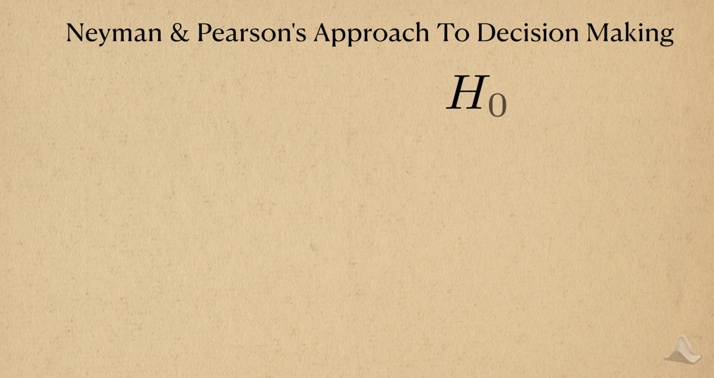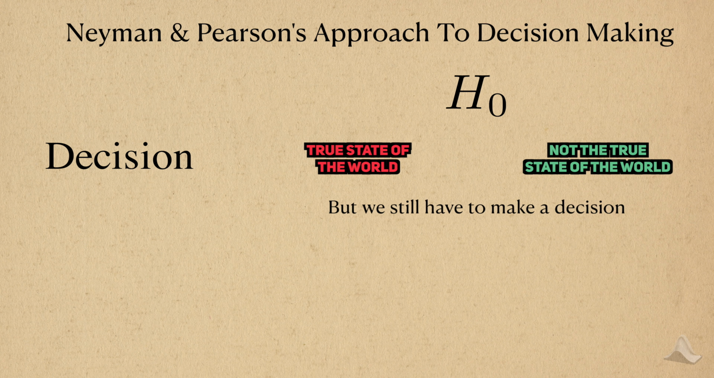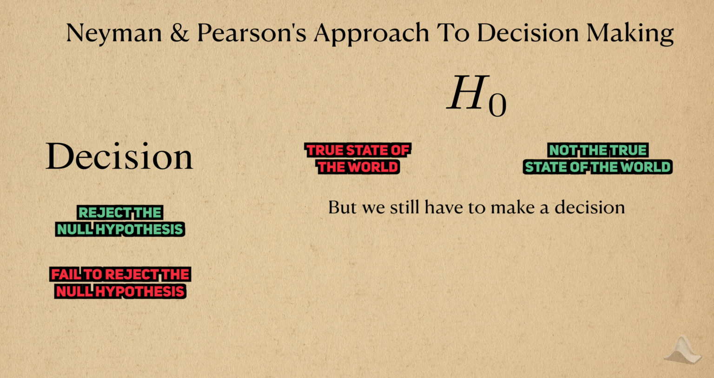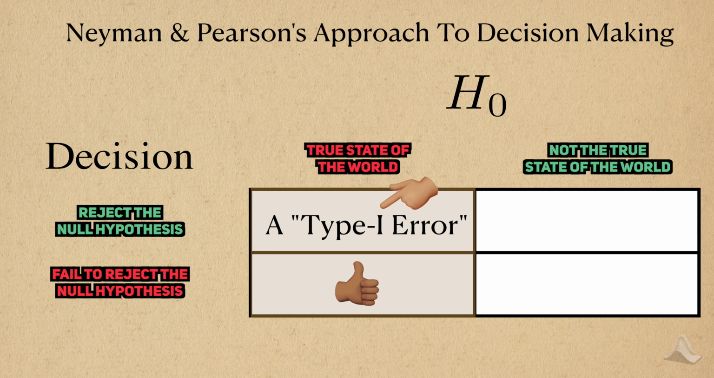The null hypothesis can either be the true state of the world or not. We don't know which one is true, but we ultimately have to make a decision to reject it or not. This sets up a confusion matrix. We'll focus on this side of the matrix where the null hypothesis is actually the true state of the world. When we fail to reject the null hypothesis when it's actually true, then we made the right call. But if we decide to reject it when it's actually true, then we messed up. There's a specific name for this type of error, a type 1 error.